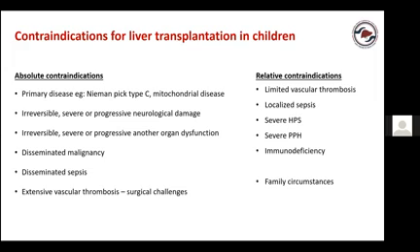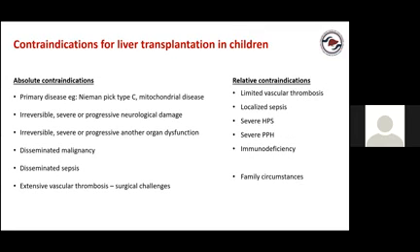Immunodeficiency is considered a relative contraindication. However, with the availability of bone marrow transplantation, now it has become out of the list. Family circumstances, out of all, most important, whether this family could survive the long journey of transplantation, might come into play in decision making.